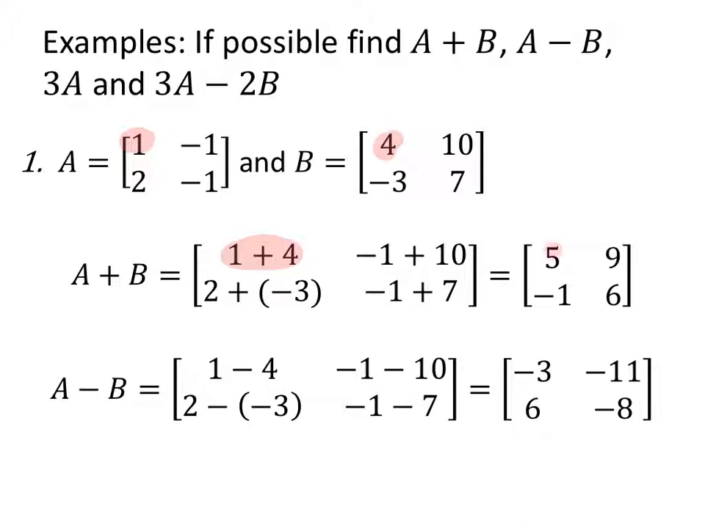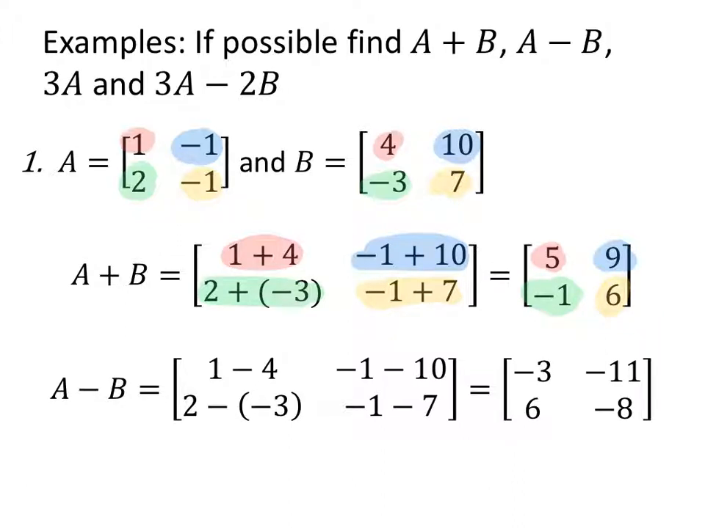and that's my answer in row 1, column 1. I'm going to take row 1, column 2, add it to row 1, column 2, and put my answer in row 1, column 2. I'm going to take row 2, column 1, add it to row 2, column 1. My answer goes in row 2, column 1. And finally, the last one, row 2, column 2 plus row 2, column 2 gives me my answer in row 2, column 2. That's it.